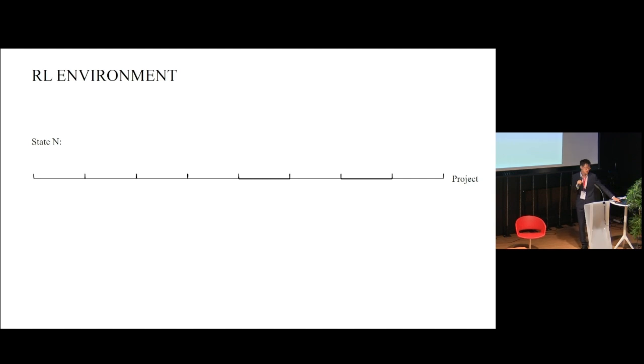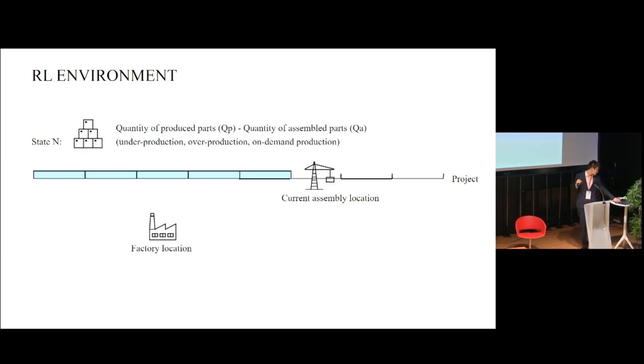So let's look at the specific state during the process. The project is divided into segments so that the current assembly location and the factory location can be indexed. Besides, the quantity of produced parts and the quantity of assembled parts are also recorded, so as to indicate whether the factory is under production, overproduction, or providing on-demand production. Given the current state, the factory, that is the agent, needs to determine whether to relocate to a new place, continue to run production, or just remain in the idle state.